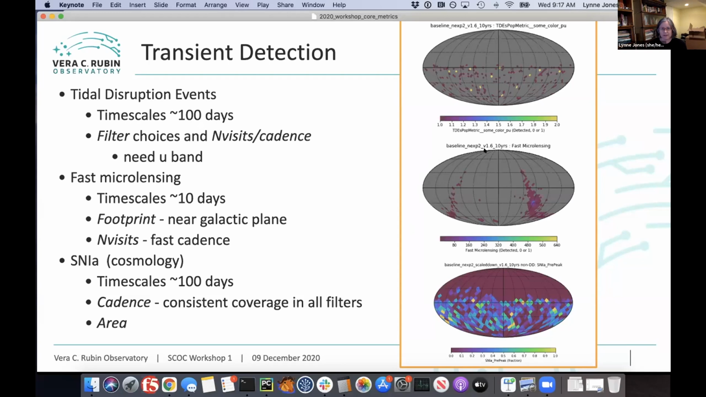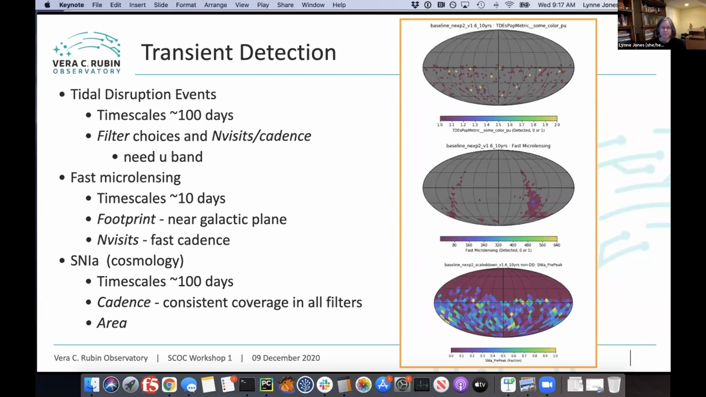Another area we have is the fast microlensing. So these are distributed near the galactic plane, so they become very sensitive to footprint. The timescales are much faster, about 100 days. So this depends very sensitively on the footprint, but also on the number of visits because they're much faster. We do also have a slow microlensing metric, but it was not as sensitive to the cadence. So that's one reason why at this level we've pulled up the fast microlensing, but not the slow microlensing. It's because it's sensitive to slightly different things in different ways.